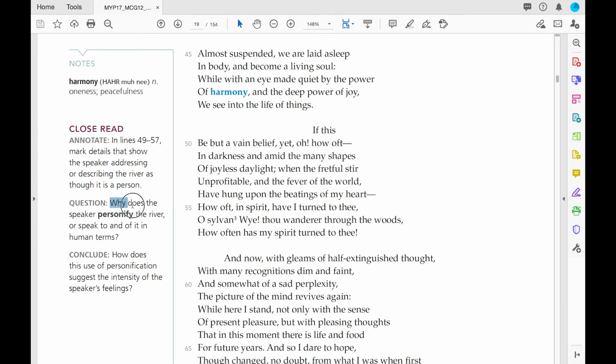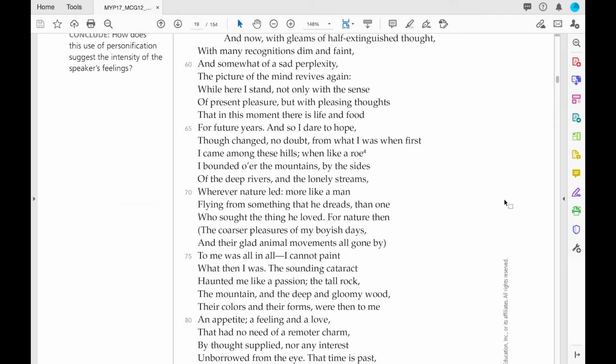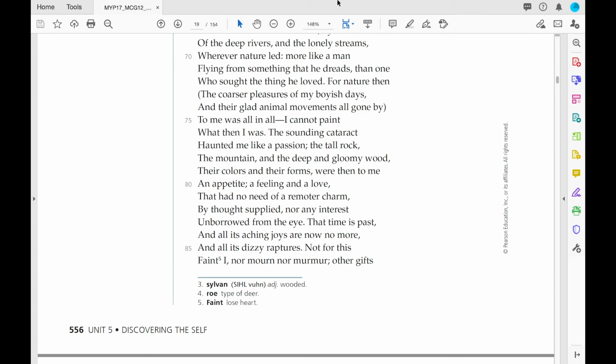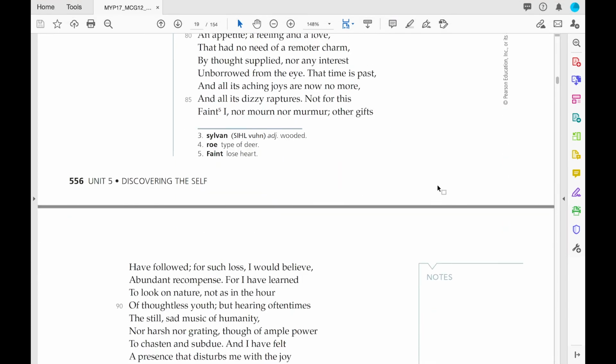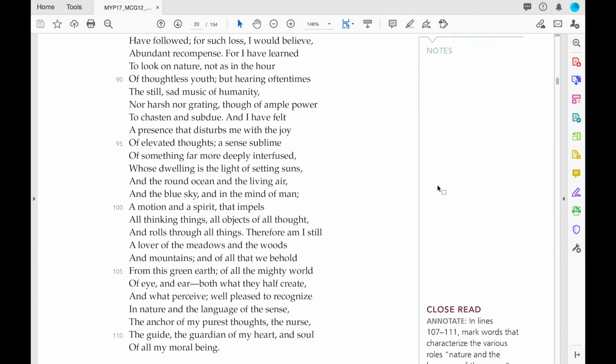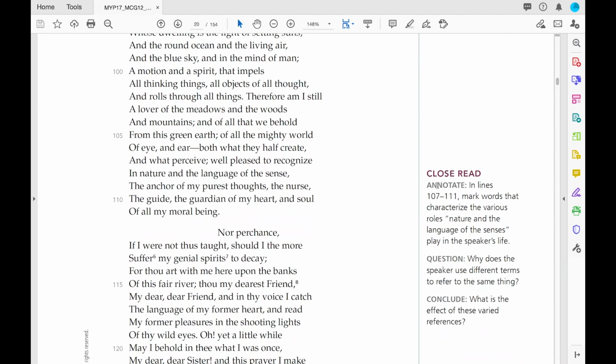And then answer, why does the speaker personify the river or speak to and of it in human terms? Finally, how does the use of this personification suggest the intensity of the speaker's feelings? So these are all things that you need to answer when you're going back through. Next, I'm going to go to line 107 because I can't upload a video that's too long. It keeps kicking me off.